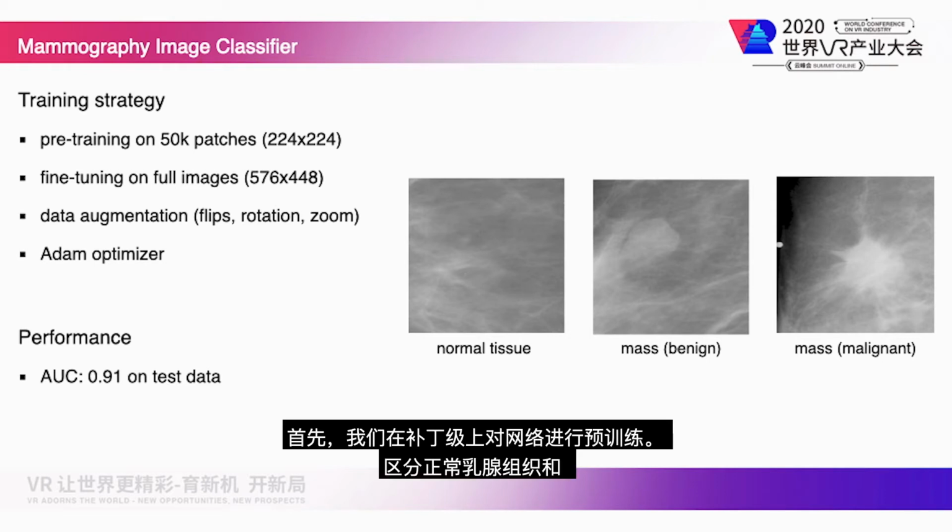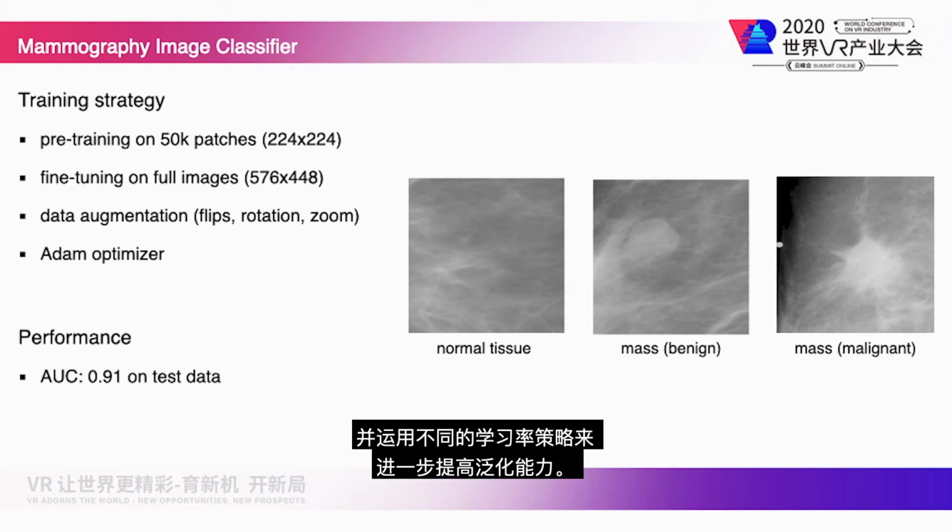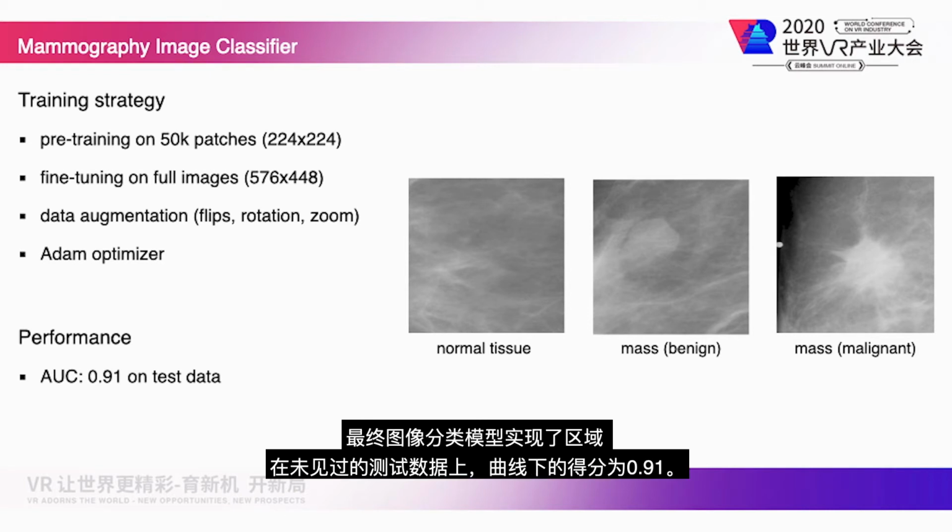First, we pre-train the network on patch level to distinguish between normal breast tissue and masses. We then fine-tune this model on image level for the same task. Additionally, we augment images and apply different learning rate strategies to further increase the generalization capability of the network. The final image classification model achieves an area under the curve score of 0.91 on unseen test data.